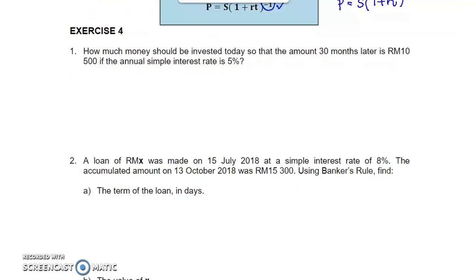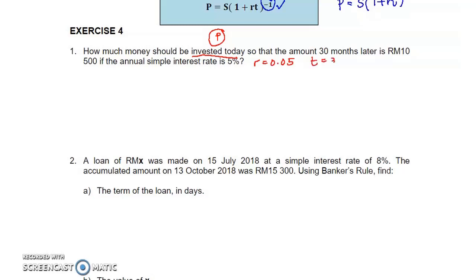Okay, now let's look at example exercise 4. Okay, number 1. How much money should be invested today? Should be invested today. So means that we want to find value P, present value. So that the amount 30 months later is 10,500 ringgit if the annual simple interest is 5%. Okay. So rate is 5%.